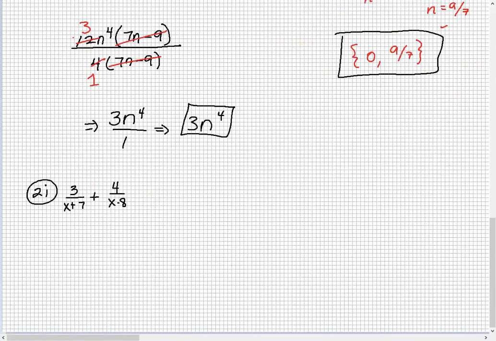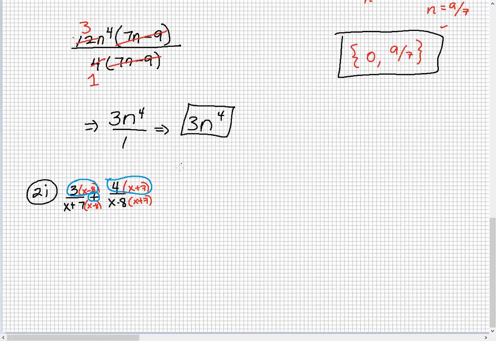Alright, this is the next problem, and this is addition, so we need a common denominator. We have an x plus 7 and an x minus 8, so we need to multiply this one by x minus 8, and this one by x plus 7. So our numerator is going to be this one plus this.